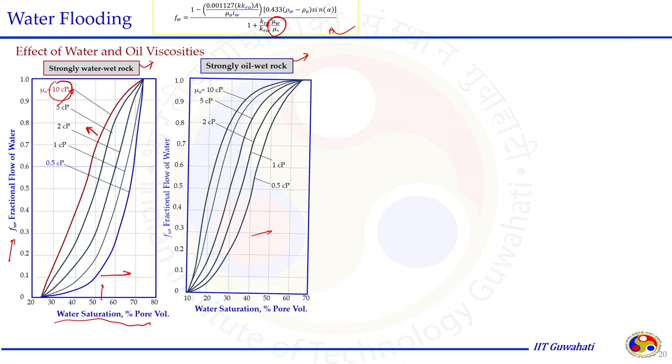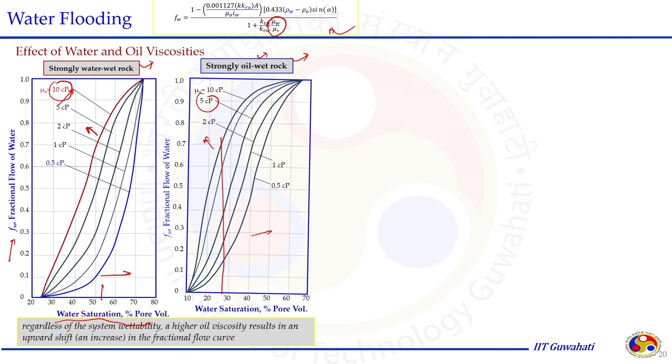While in case of a strongly oil-wet system, the movement of the water will be much faster compared to the oil, and we will get, even at a low saturation, a high fractional flow value, even for a not very viscous oil. So regardless of the system variability, whether it is water wet or oil wet, the higher oil viscosity results in an upward shift in the fractional flow curve, and that is undesirable. So if the more viscous oil is there, the water flooding will be less effective.